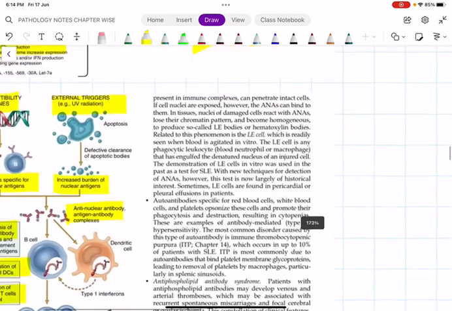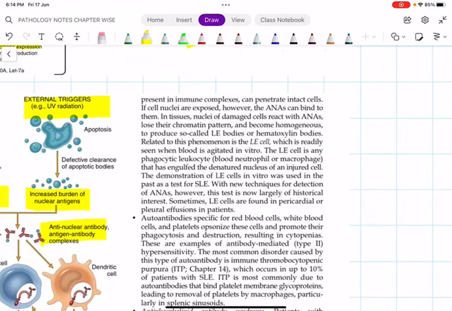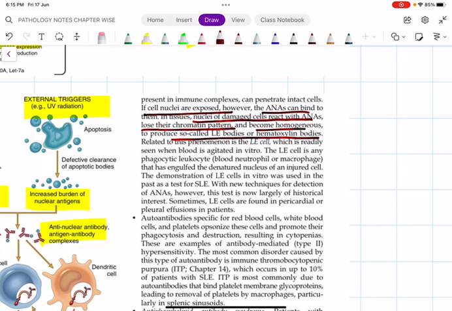And finally remember, when this causes tissue injury, the nucleus of the cell will be exposed. So the anti-nuclear antibodies will bind with these immune complexes. The nucleus of damaged cells reacts with the antibodies. They will lose their chromatin pattern and become homogeneous to produce what we call the LE body, that is lupus erythematosus bodies, also called hematoxylin bodies.